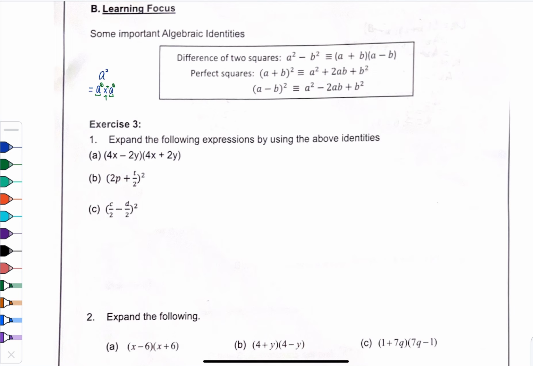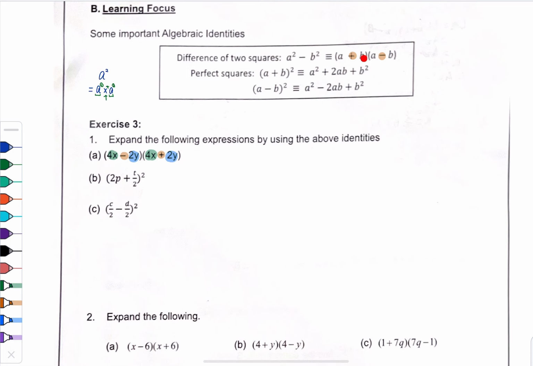So first one, do you see something special? 4x minus 2y, 4x plus 2y. So both of them have 4x. Both of them have 2y. And then one is minus, one is plus, and both of them have the same unknowns. So we use the first identity, a square minus b square.